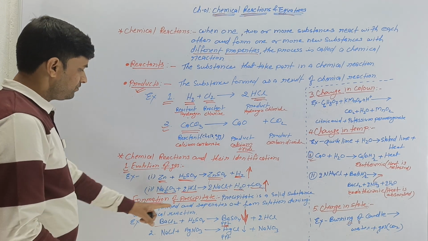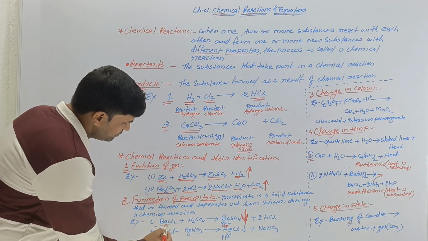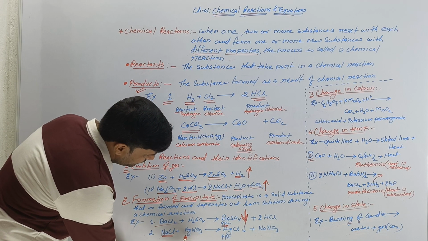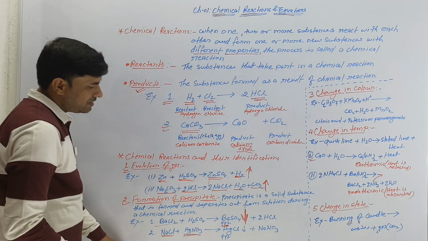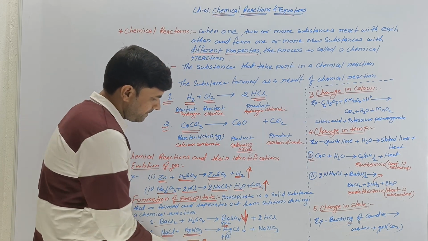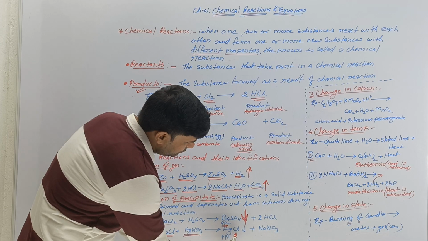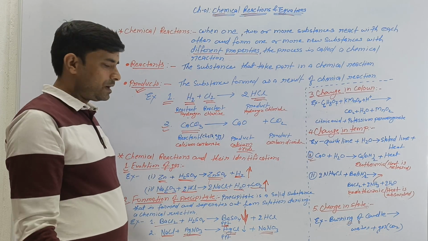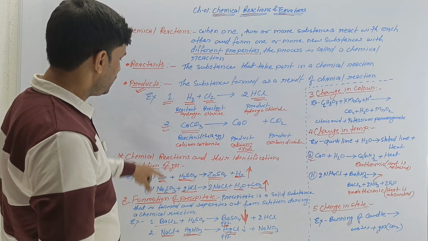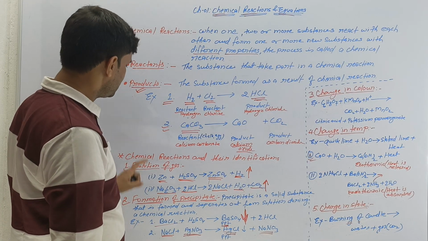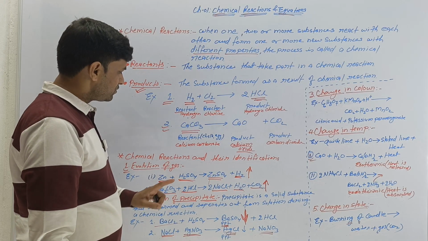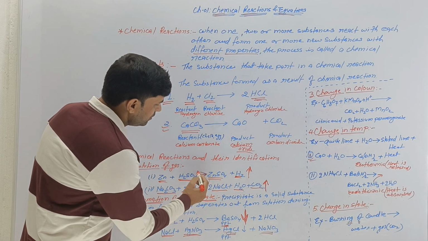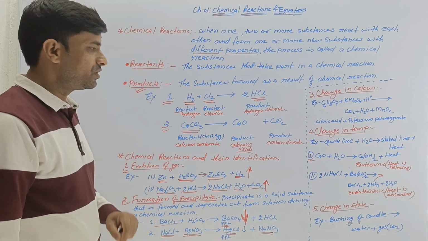Another example of formation of precipitate: when NaCl, sodium chloride, comes in contact with AgNO3, silver nitrate, the product will be AgCl as a precipitate and NaNO3 as a byproduct. Here we can also understand reactants and products. Zinc is a reactant, H2SO4 is a reactant, and the right side of the arrow is called product.